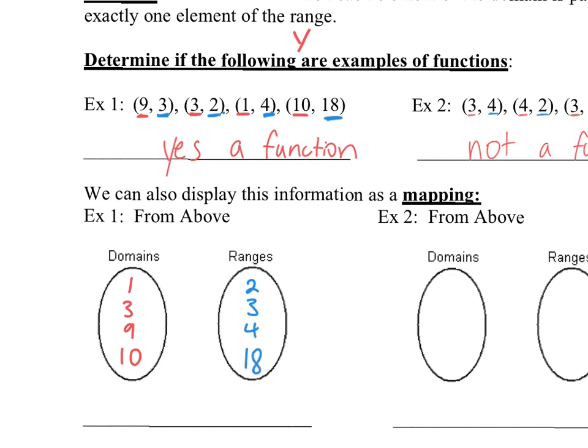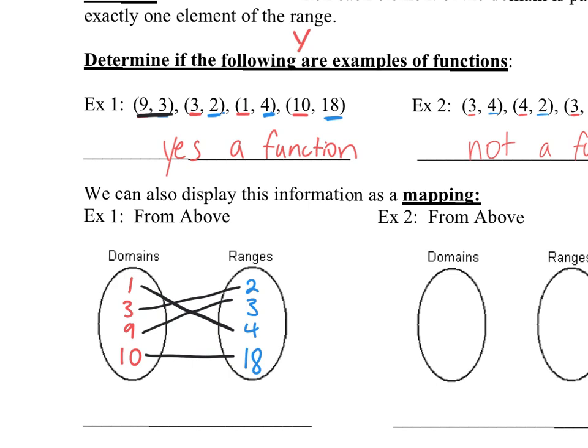Okay? We're not quite done yet, though. The reason we call it a mapping diagram is because the number maps onto its partner. So for instance, 9 maps onto 3. You just draw a line from 9 to 3. 3 then goes to 2. 1 goes to 4. And 10 goes to 18.